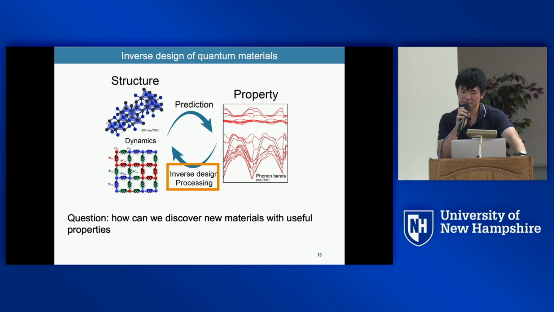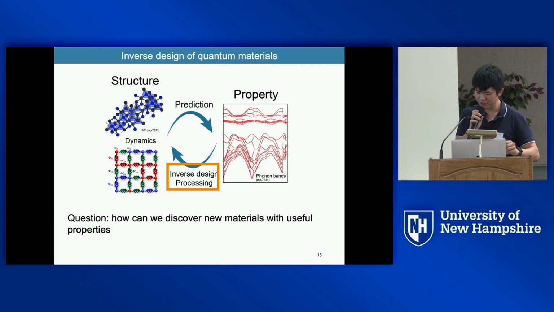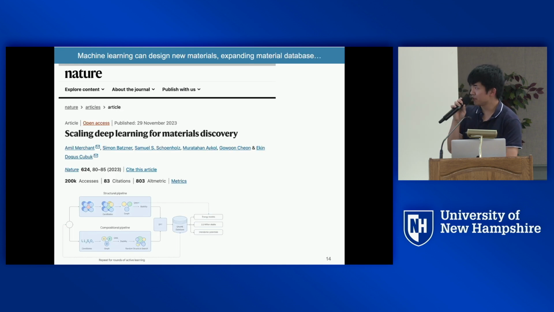So far we have introduced the property prediction method, but the machine learning approach is not limited to that. We can apply the inverse design using the GNN. That is how we can discover the new material that has potential applications. Recently, well, not very recent, but last year, DeepMind released a work called GNoME.